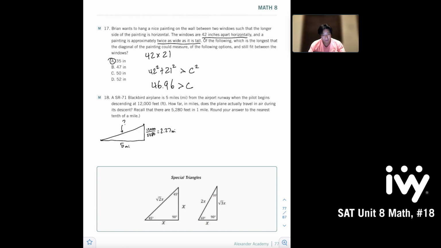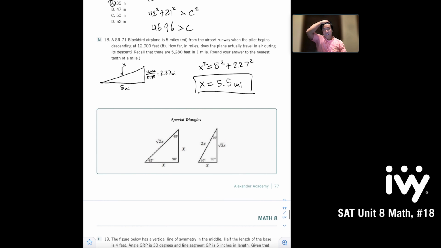So now using Pythagorean's theorem, we'll call this x, just for clarity. So we have x squared is equal to 5 squared plus 2.27 squared. Once we solve for this, we get x to be about 5.5 miles. So that would be the actual distance that the plane travels to descend.